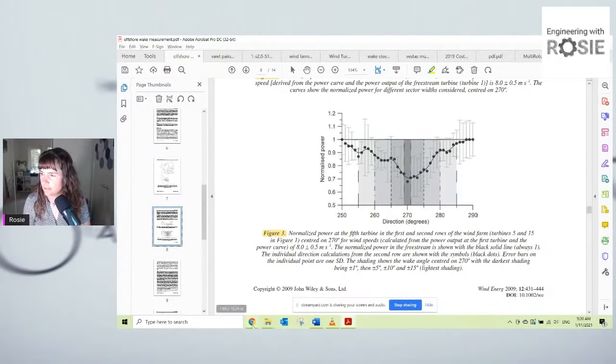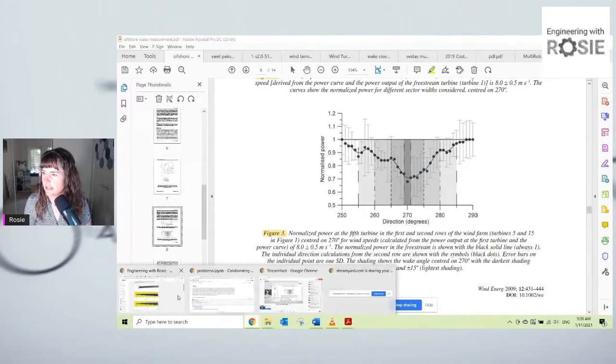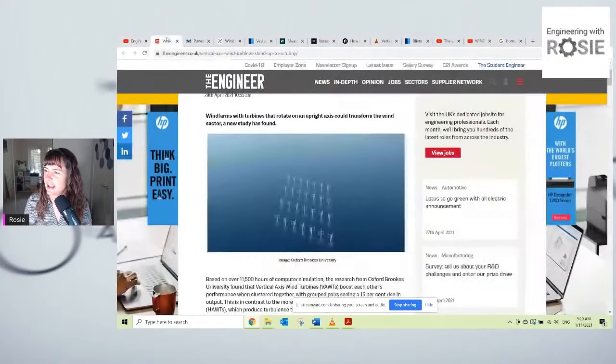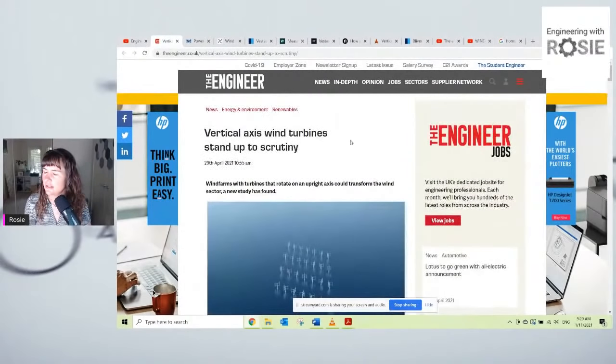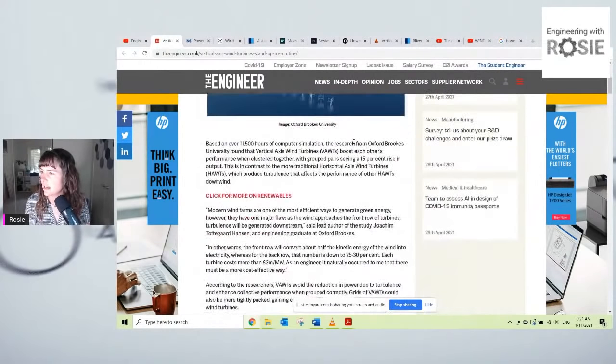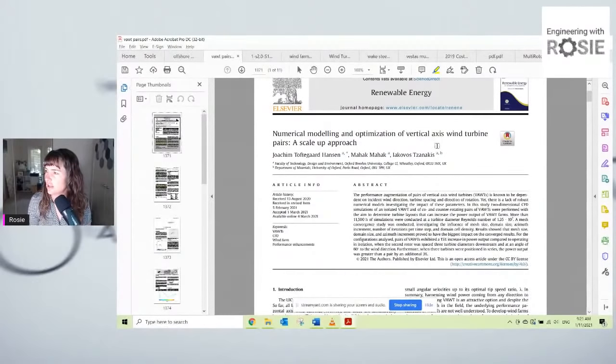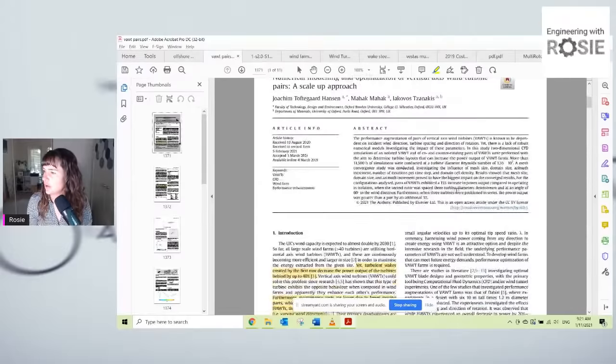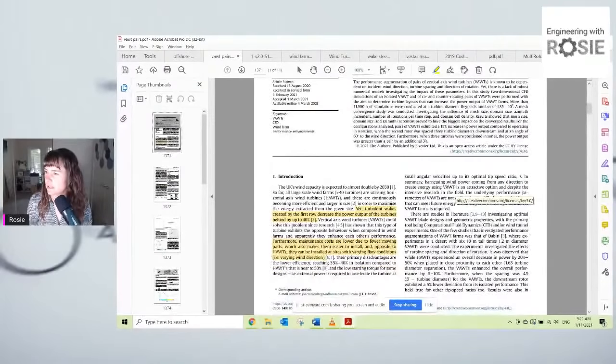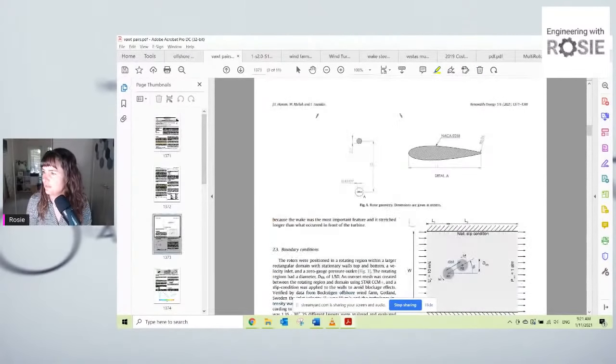Okay, so now I'm going to move on to this vertical axis wind turbine article. So there were heaps of articles written about this. There's this one study that was done, which I'll show you. So like all journal articles, it has a very catchy title: Numerical Modeling and Optimization of Vertical Axis Wind Turbine Pairs, a Scale-Up Approach. So I'll just talk about what they actually did first.